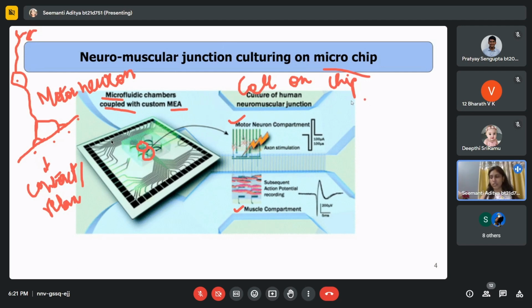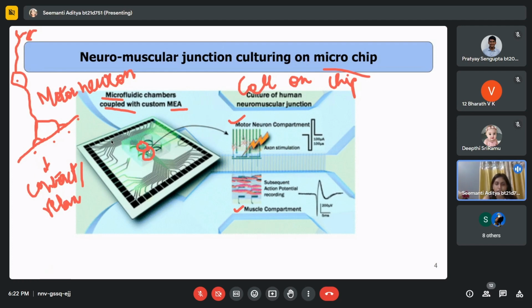But it is also tricky, in the sense that we have to design the chip in such a way that it is going to have the ECM. It is going to have a proper space for the cells to grow. It should not be an alienated thing. It should be a very growth-friendly system.